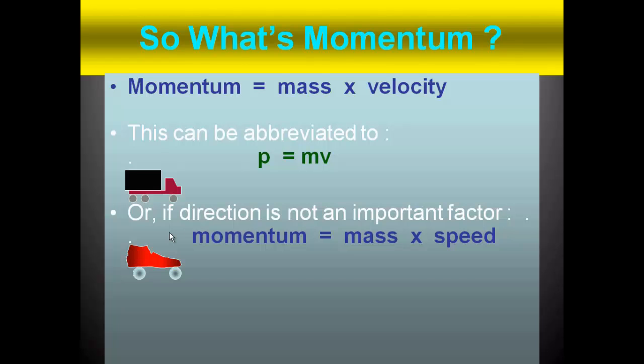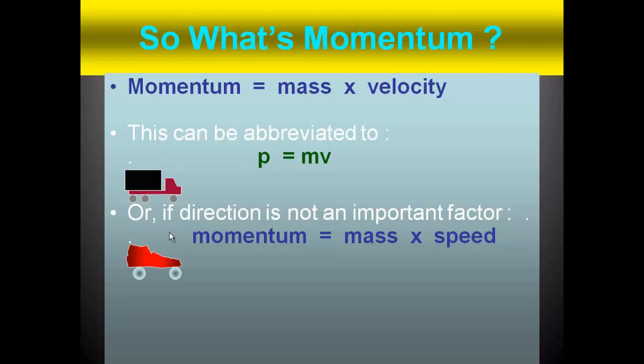So therefore, if a truck has a much larger mass, will it be possible for something with a huge mass to have the same momentum as something with a small mass? Julia says yes. I'm going to agree with Julia that yes, it is possible for a huge truck and a small roller skate to have the same momentum. How is it possible for that to occur?